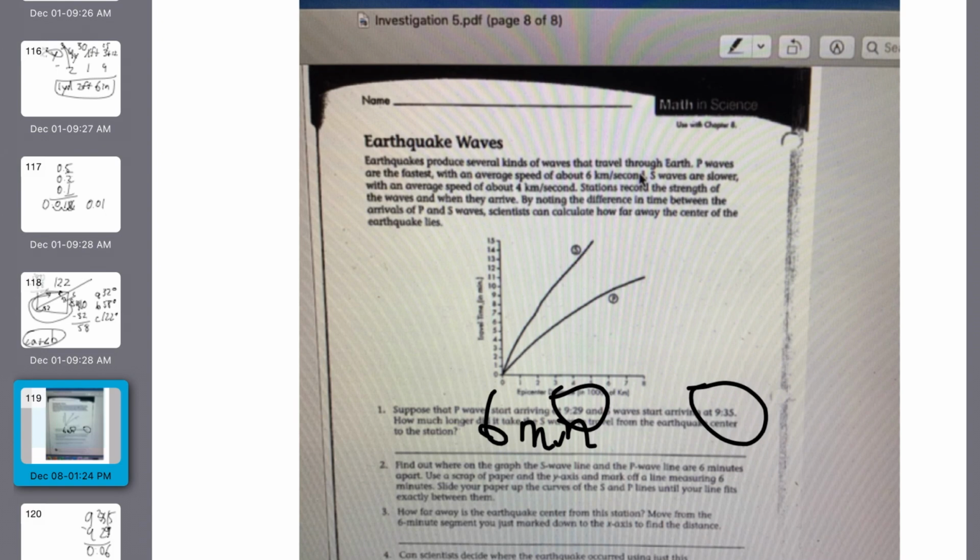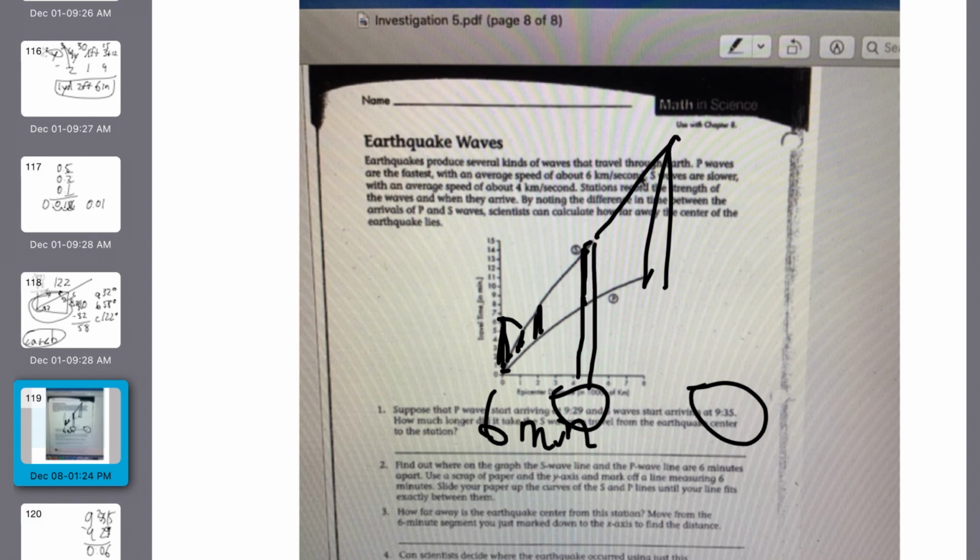Number 2 says, find out where on the graph the S and the P wave lines are 6 minutes apart. Use a scrap of paper and the y-axis to mark off the line measuring 6 minutes. Slide the paper up the curve of the P and the S lines until it fits. So what they do, guys, is you stick a piece of paper here and you measure from here to here on your piece of paper. Then you take this gap and you start sliding it up the graph until you have the same distance apart. So obviously this is too small here, too small here. If we kept these lines going, it'd be a really big line here. So see this distance? It goes to about right here.